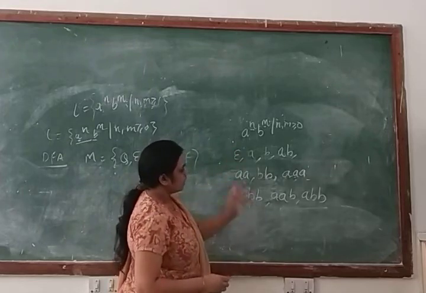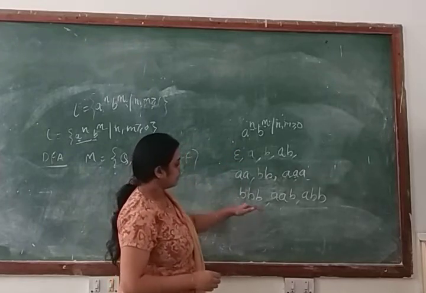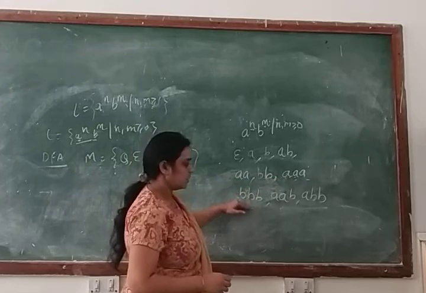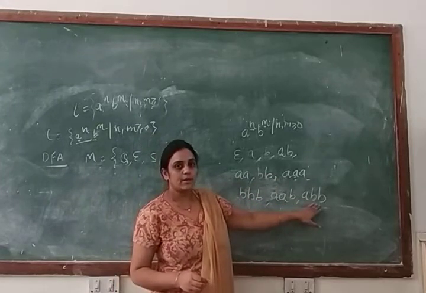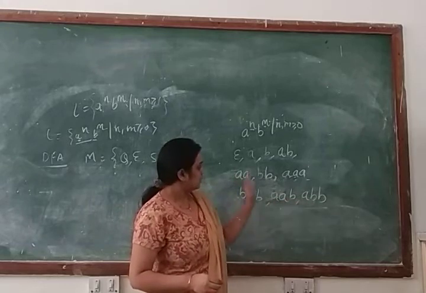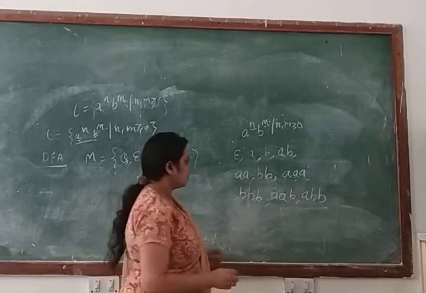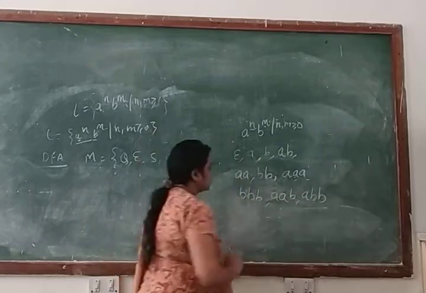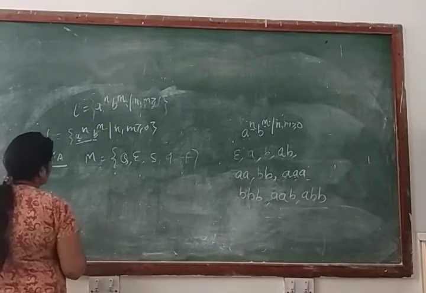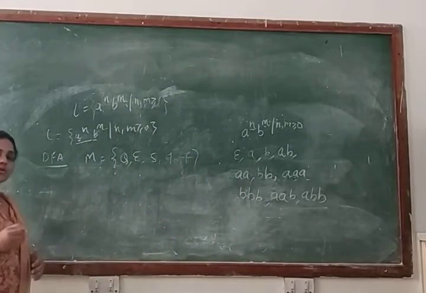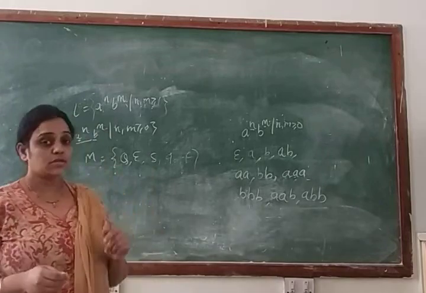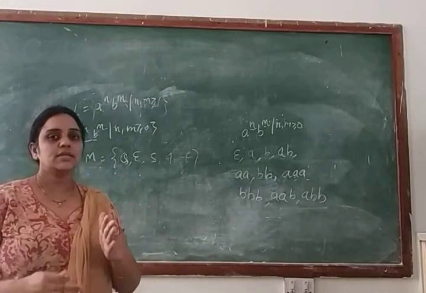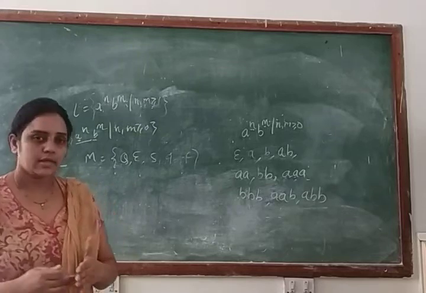Now you can see here the three length strings are triple A, triple B, double A B, or A double B, right? You can see here. Clear? Now we will make a machine for this language, or for these strings. So what is the language of the machine? If your machine accepts each and every string generated from this language, that means this is the language of your machine. Clear?